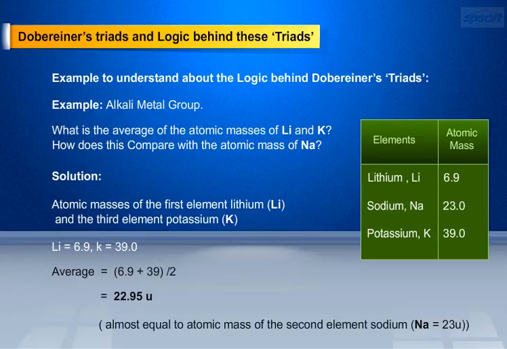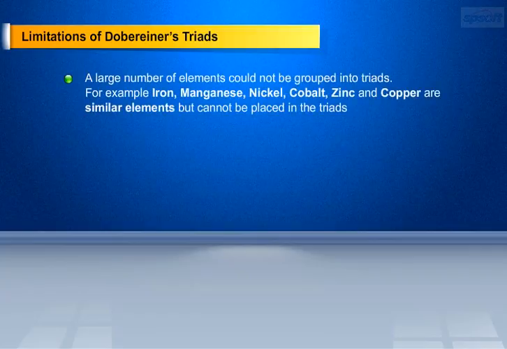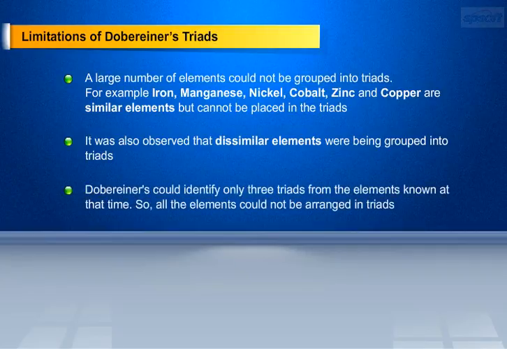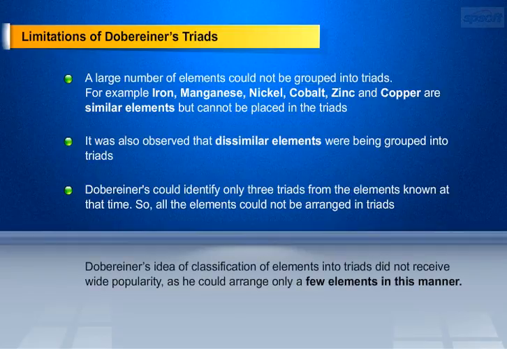Now let us move to limitations of Döbereiner triads. A large number of elements could not be grouped into triads. For example, iron, manganese, nickel, cobalt, zinc and copper are similar elements, but cannot be placed in the triads. It was also observed that dissimilar elements were being grouped into triads. Döbereiner could identify only 3 triads from the elements known at that time. So, all the elements could not be arranged in triads. Döbereiner's idea of classification of elements into triads was not much successful, as he could arrange only a few elements in this manner.